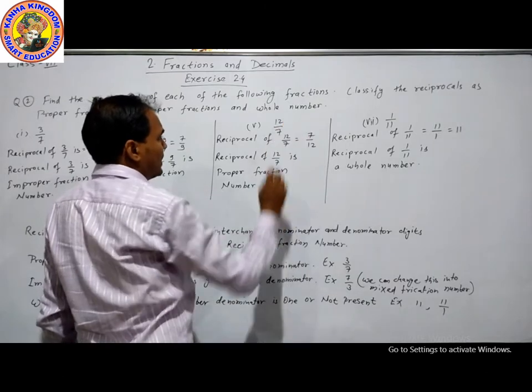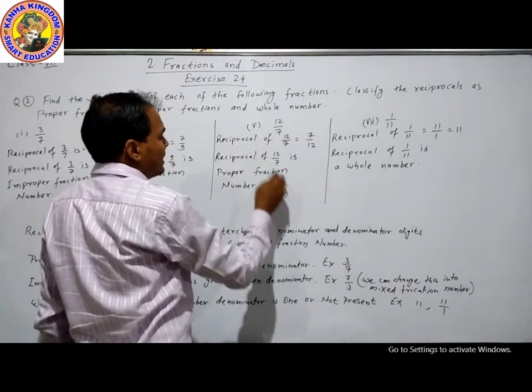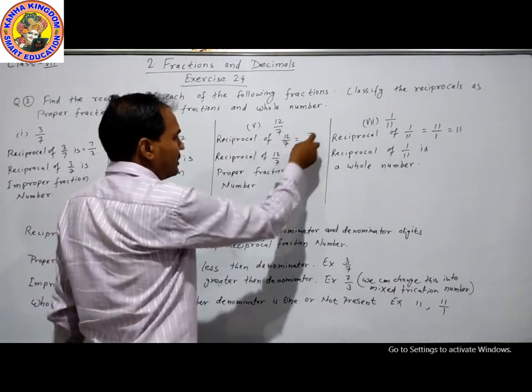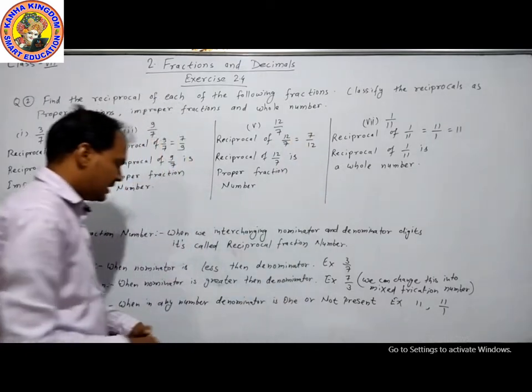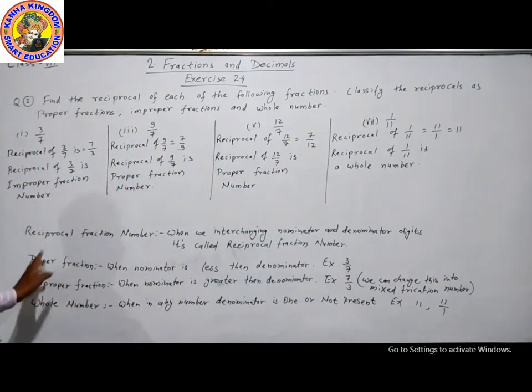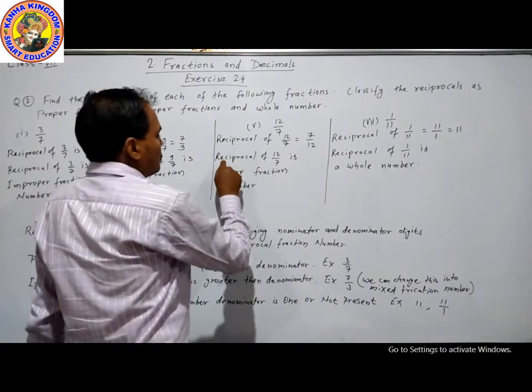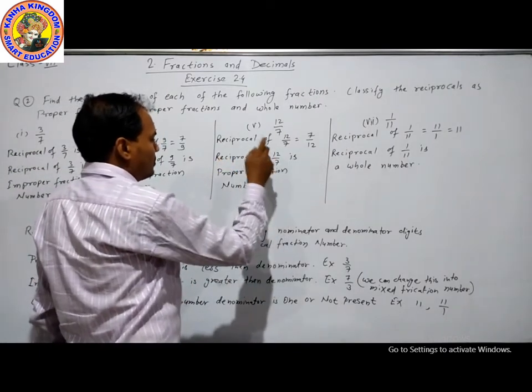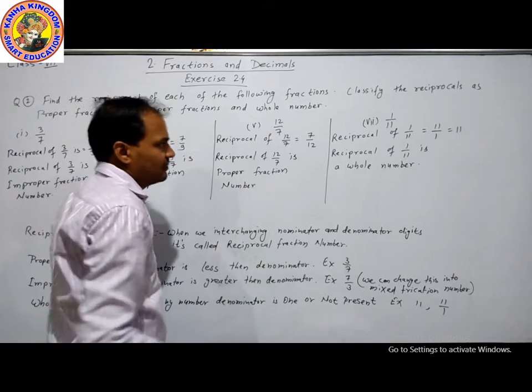The other is 12 by 7. The reciprocal of 12 by 7, by interchanging the digits 7 and 12, gives 7 by 12. The numerator is less, so it is a proper fraction. So the reciprocal of 12 by 7 is a proper fraction.